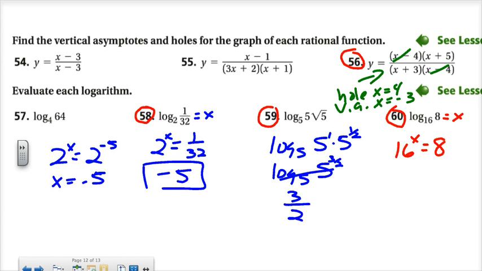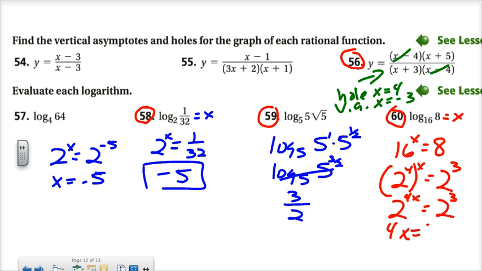And hopefully you're thinking, okay, is there a base that 16 and 8 will both use? And that answer is yes, and that base is a 2. 16 is 2 to the 4th, and 8 is 2 to the 3rd. So power to power tells us to multiply those powers together, and that means that 4x would equal 3. If we divide both sides by 4, x will equal 3/4. And that will be our power for number 60.